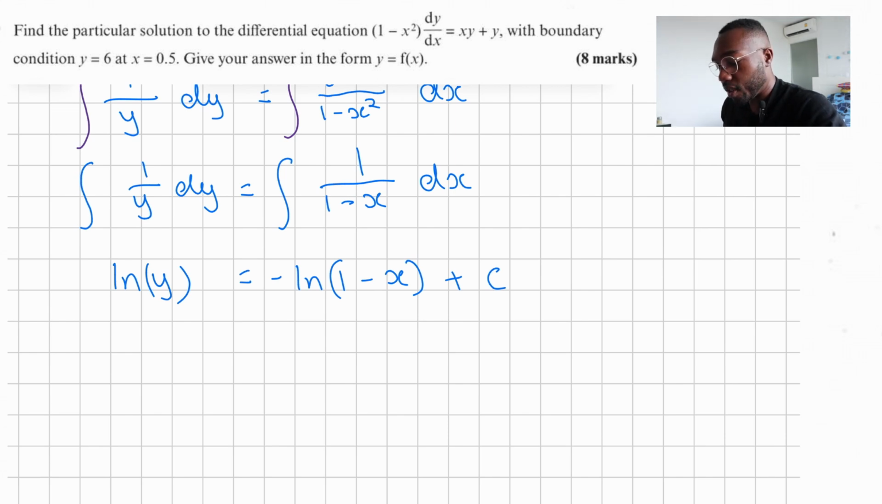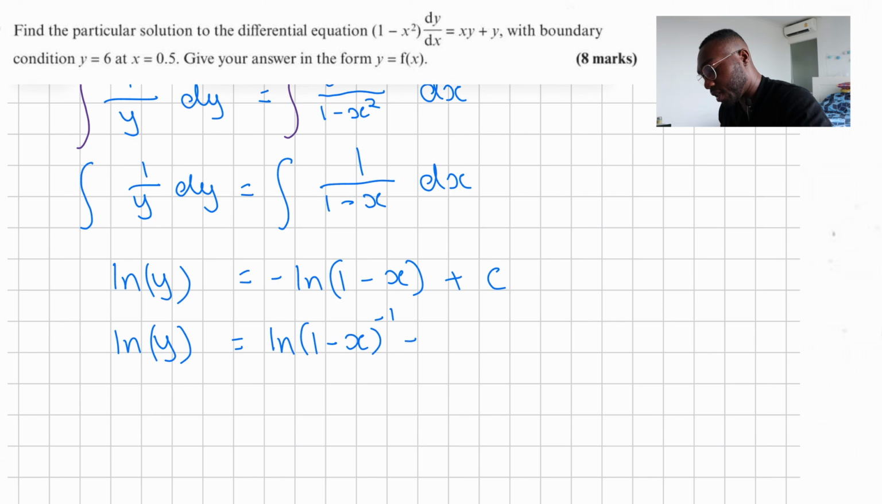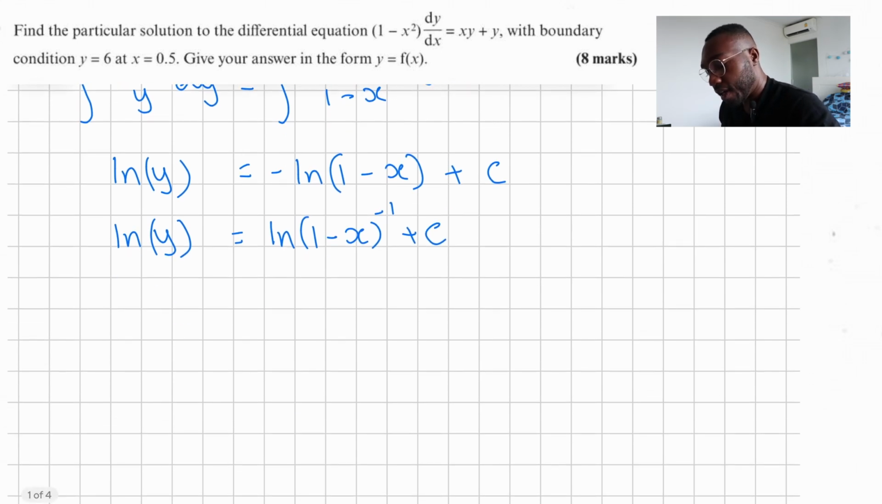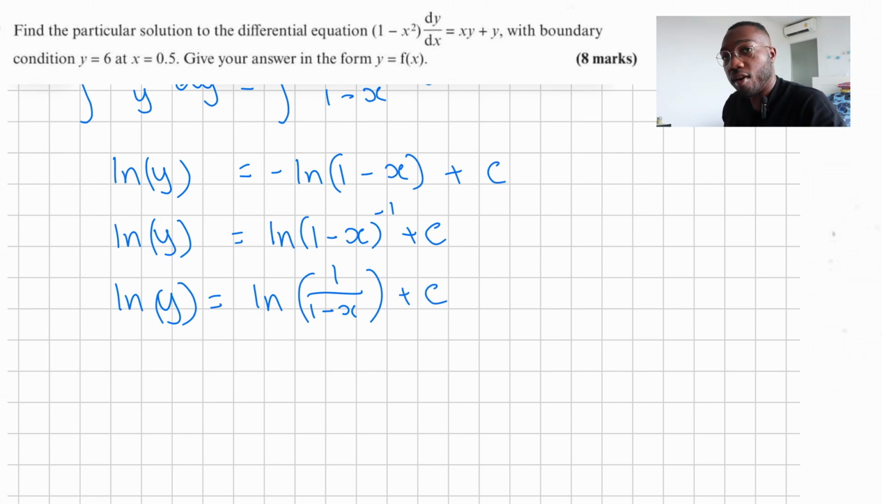And now what we can do is, we have ln y. I'm going to move that minus to the front as a power, so we get ln of (1 − x)^(−1) plus c. Now what that means is that ln y equals ln of 1/(1 − x) plus c. Now I'm going to do e's. So if I do e to the power of both sides, we get e^(ln y), which is equal to e^(ln(1/(1 − x)) + c).